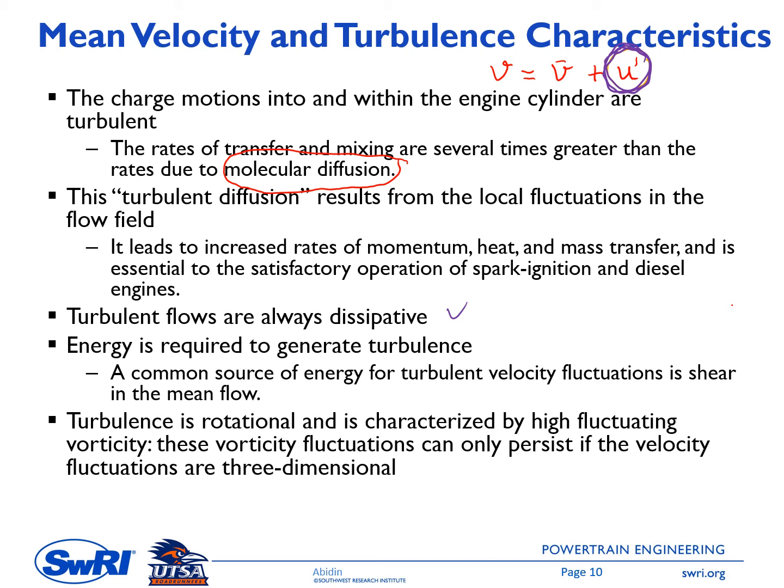Turbulence is rotational and is characterized by a high fluctuating vorticity. I think you learned about this vorticity in fluid mechanics. This vorticity fluctuation can only persist if the velocity fluctuations are three-dimensional. Therefore, turbulence is always three-dimensional because it is generated by the velocity difference, which is dv over dx and dv over dy. That's why it's always three-dimensional.